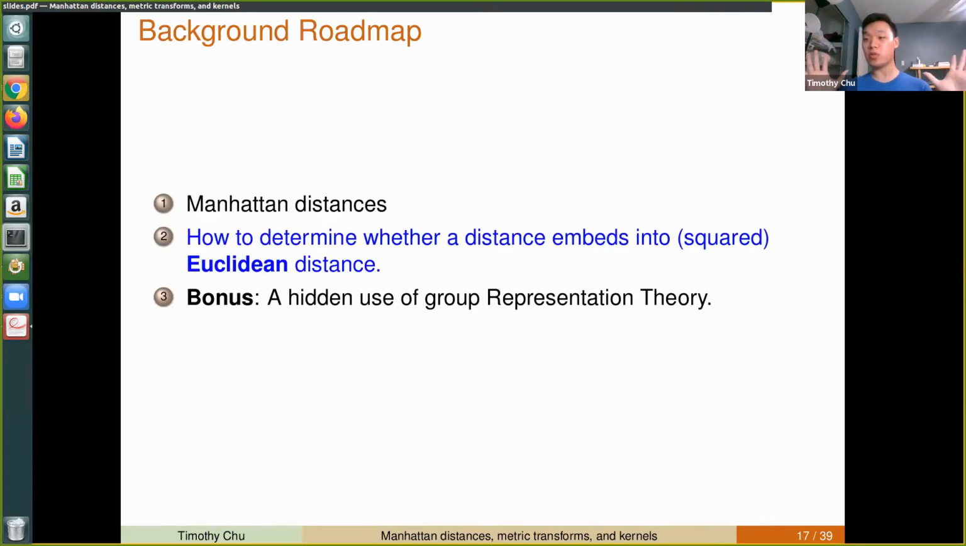To summarize what briefly happened, what we showed is that if you have n points in Manhattan distance, there exists some high-dimensional hyperbox or high-dimensional rectangle, such that the Manhattan distances between the corners of the rectangle are equivalent to your original Manhattan distances. Next, we'll be going over a famous result of Schoenberg, which is how to determine whether a given distance, if I give you n choose 2 distances, embeds into squared Euclidean distance. And again, these tools are just essential to building up an understanding for how we prove our core results.